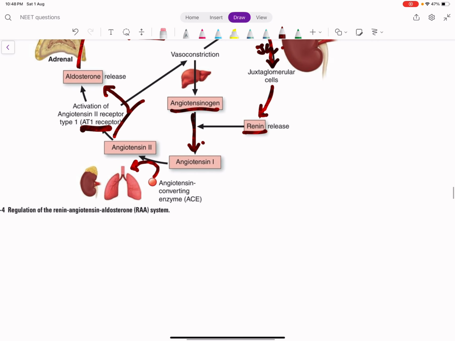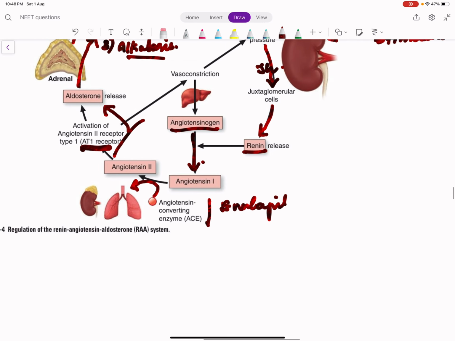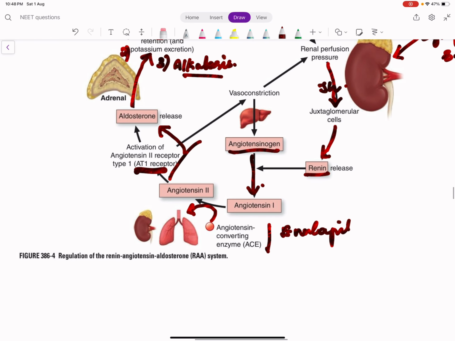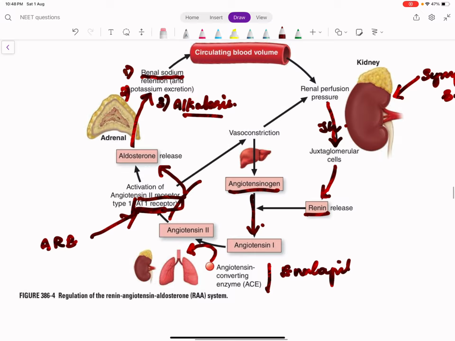So what inhibits angiotensin converting enzyme? All the prils, for example enalapril, captopril. Angiotensin 2 acts on the angiotensin 1 receptor. We have drugs against this, called angiotensin receptor blockers. All the sartans: irbesartan, candesartan, valsartan, telmisartan, olmesartan. And aldosterone.